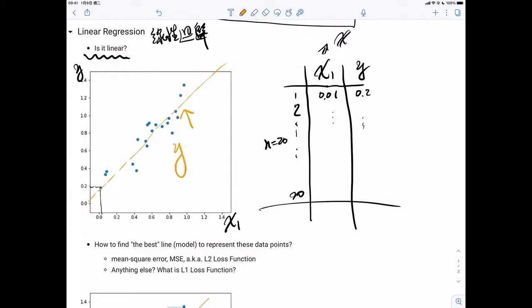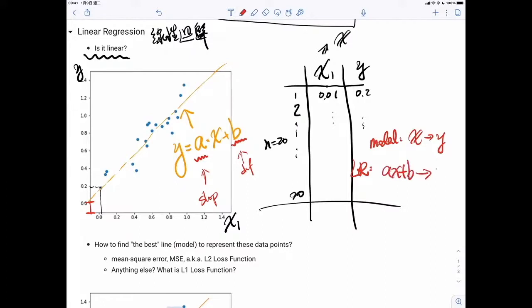In high school, if you want to describe a line, we only need two parameters, which is y equals ax plus b, right? A is the slope, right? B is right here, the intercept. So the model is like that. We have a goal: we want to use x, which is x1, to describe the relationship. For the linear regression model, ax plus b gives y. In this case, we only need two parameters to describe this perfect line, which is the orange one.